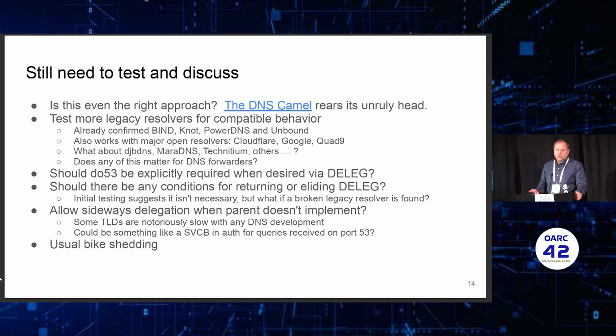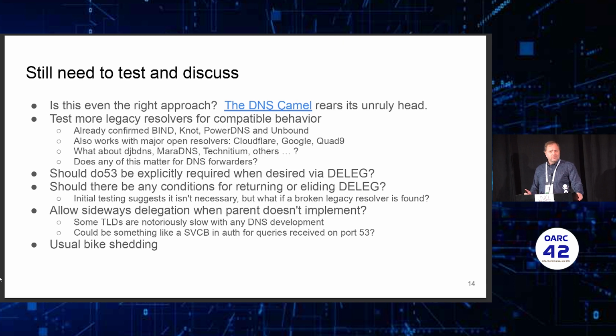We do need to do some more testing. As I mentioned, Shuman and Roy have done this great testing already that's confirmed that the existing major resolvers, BIND, Knot, PowerDNS, Unbound, can handle it. Existing ones will just keep working with legacy DNS even when the new unknown type is presented. They've even tested some of the major open resolvers like Cloudflare, Google, and Quad9. I don't think 4.4.2.2 was tested, but there are, of course, other DNS resolvers out there, as was pointed out in an earlier talk, and they have to be examined.